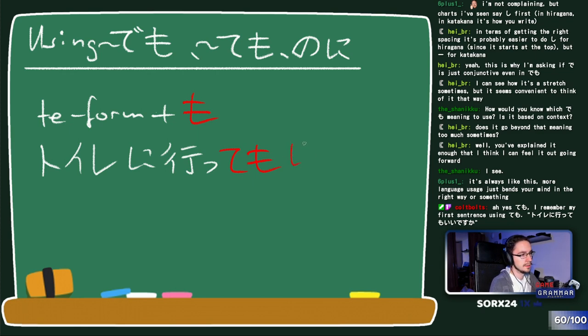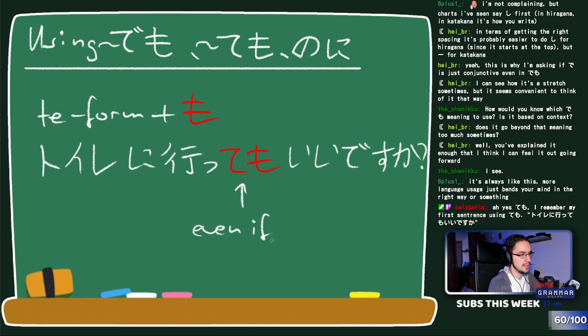Ii desu ka? Once again, you have ii desu ka, just like before. Toire ni ittemo ii desu ka? So now this temo, it's sort of like an even if, even though. So like, even if I go to the toilet, is it okay? Ii desu ka? Is it okay? Even if A.